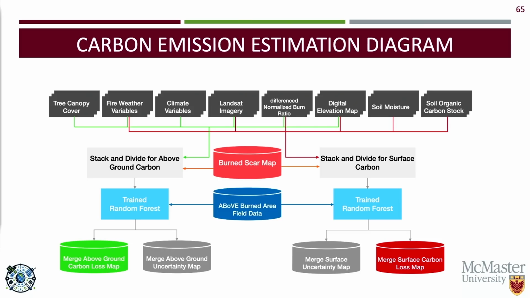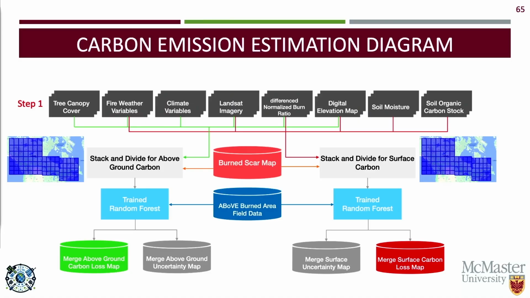And now let's talk about the second objective of our work, which is carbon emission estimation. This is a diagram for this task, and it includes 5 steps. Let's go through it one by one. So in the first step, we need to identify the predictor variables. And keep in mind that we need to deal with data across Canada, which is a very big geospatial dataset. So to solve this problem, we divide the burned area across Canada into 90 pieces.